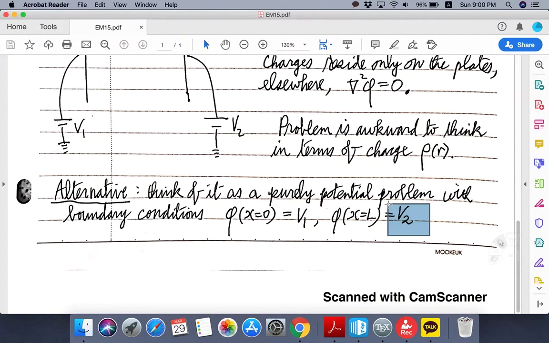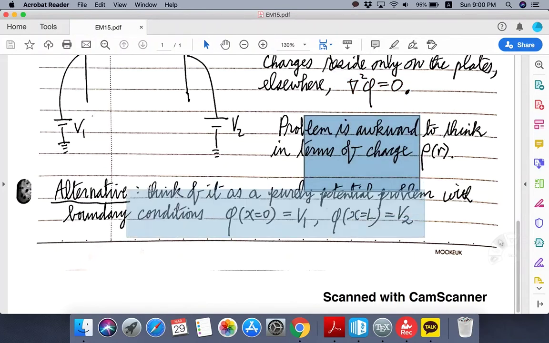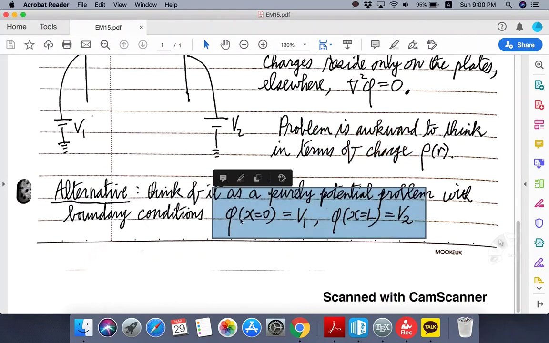And so our task is to find a function which satisfies the Laplace equation in the first place, but at the same time satisfies these additional boundary conditions when x values coincide with these special points.